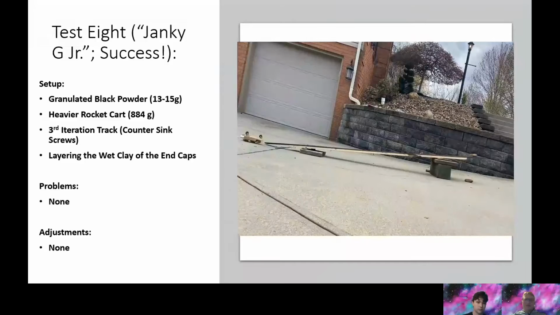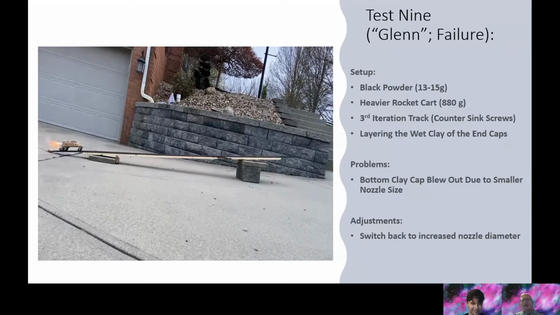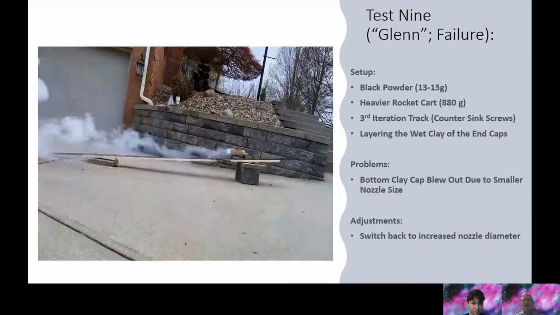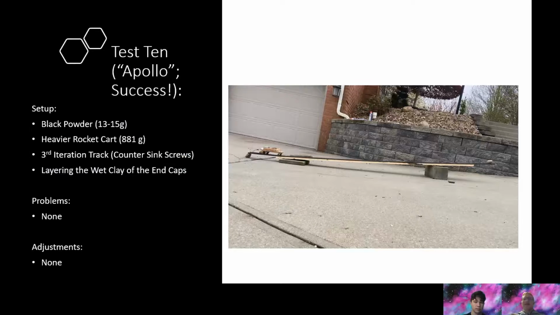On to test 9. Test 9, Glenn, he was a failure. He used black powder and all our previous adjustments. And again, the bottom clay end cap blew out. But this time it was due to us drilling too small of a nozzle to release the gases. They couldn't be let out in time as the propellant was burned. So it popped out. So we decided to switch back to a normal nozzle diameter.